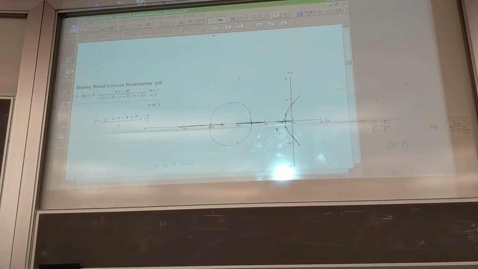Okay, the reason I'm using little red squares there is because when later on you use MATLAB to do this, guess what? MATLAB uses little red squares to show you where the closed loop poles are. So I'm going to start doing that more.